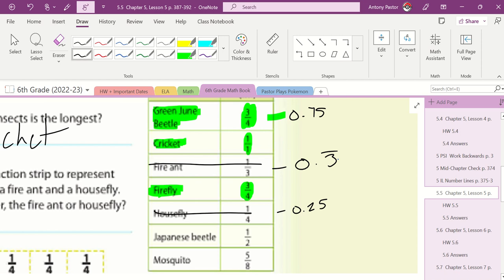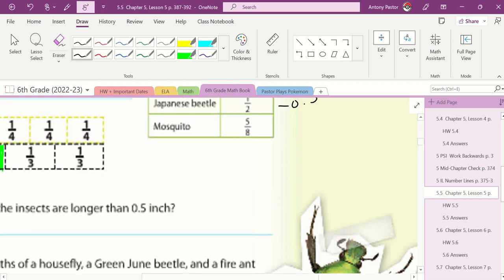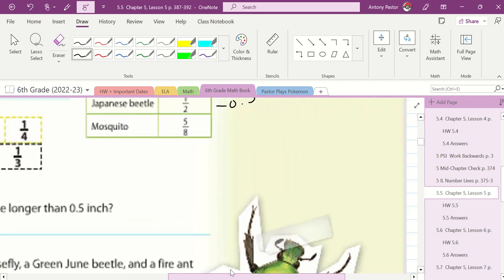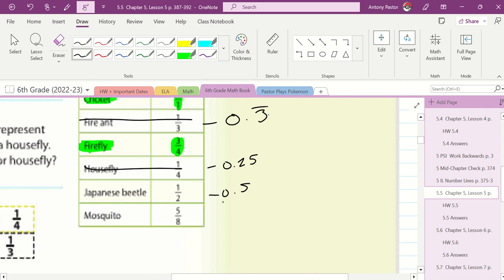The Japanese beetle is a half, but we need to look at our question carefully. It asks how many insects are longer than 0.5 inches or half an inch. This is exactly half an inch, so it is not longer. So we're going to cross that one out.